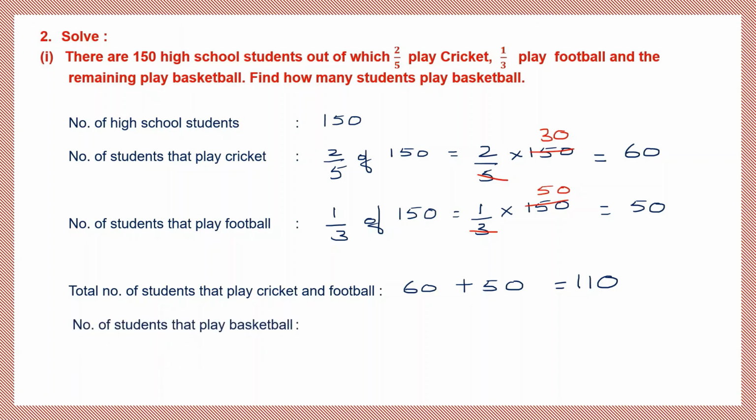Now we can find out the number of students that play basketball. How can we do that? Take the total number of students and from this take away the number that play cricket and the number that play football, and that is 110. So what is left? 150 minus 110 is 40. So number of students that play basketball is 40.